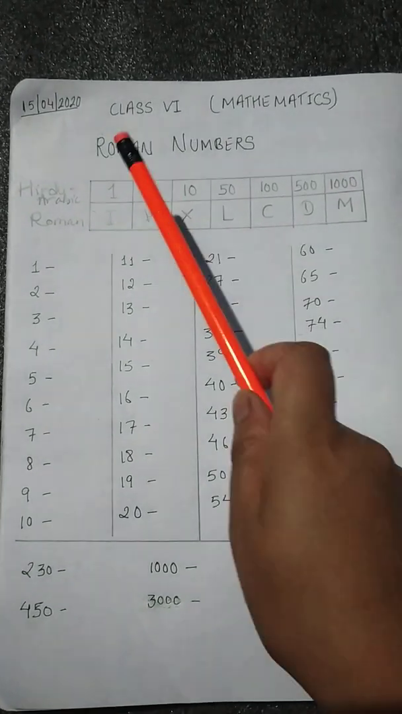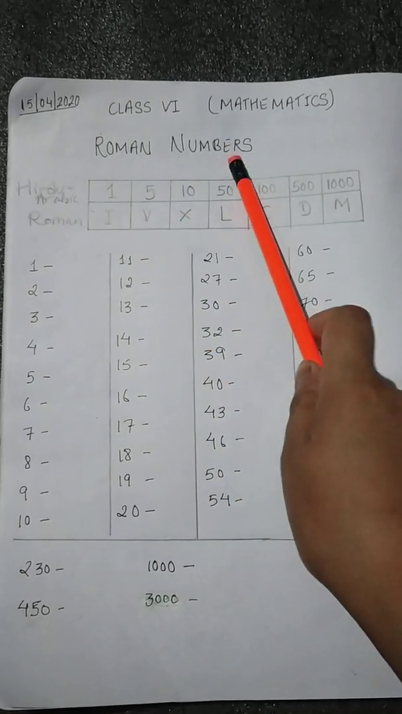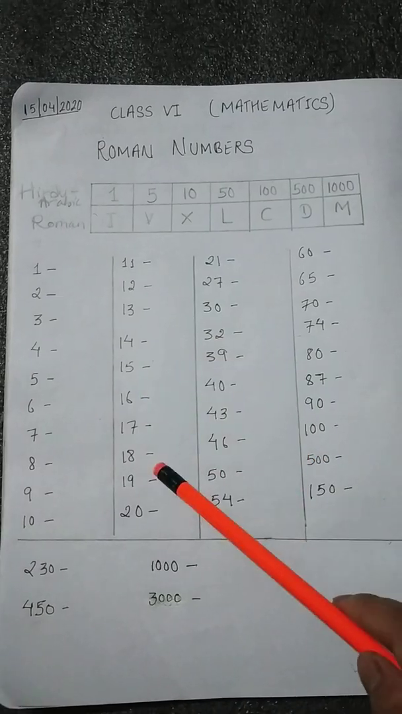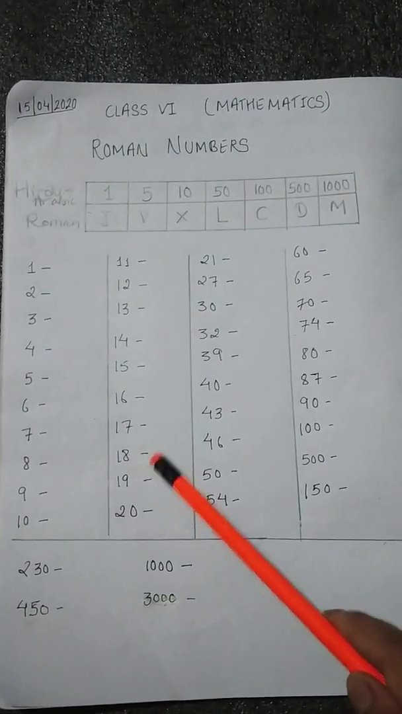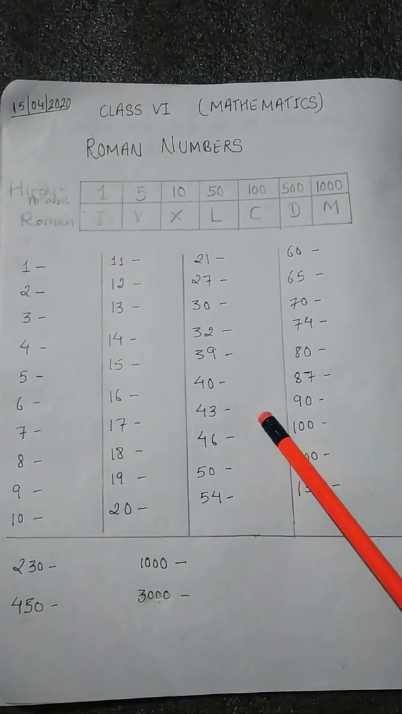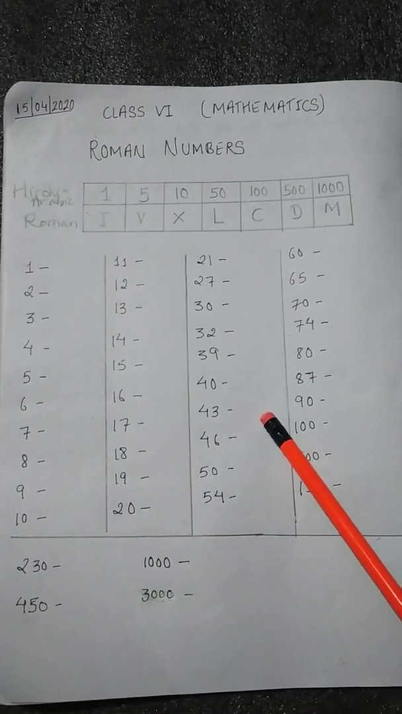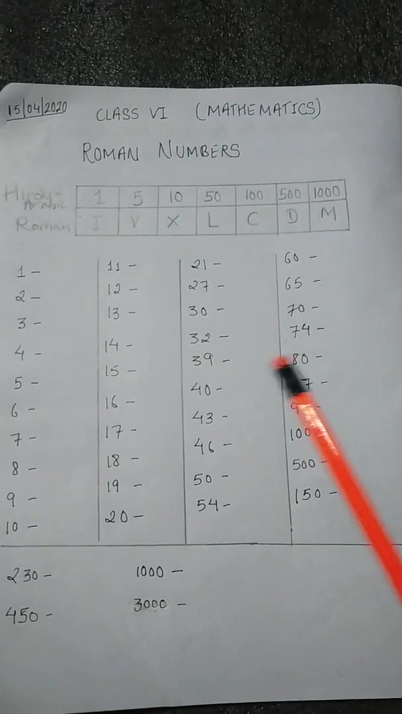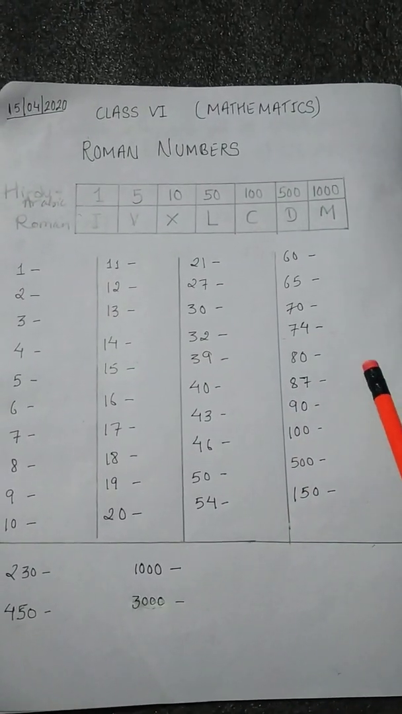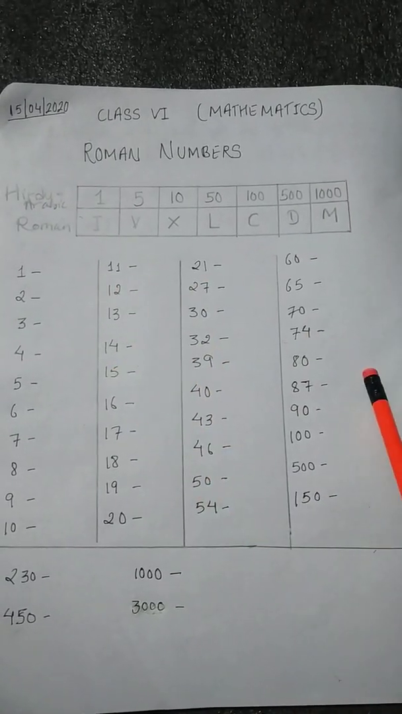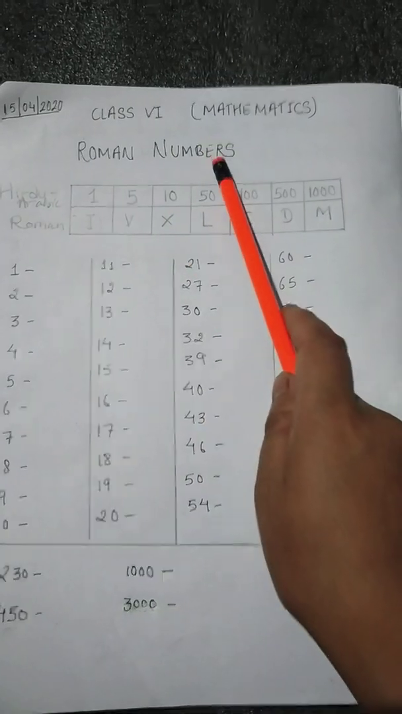Today our topic is Roman numerals. We use Hindu-Arabic numerals, the numbers which we use every day: 1, 2, 3, 4, all these numbers are Hindu-Arabic numbers. But Romans use Roman numerals. And in this video, I will teach you how to write Hindu-Arabic numerals as Roman numbers.